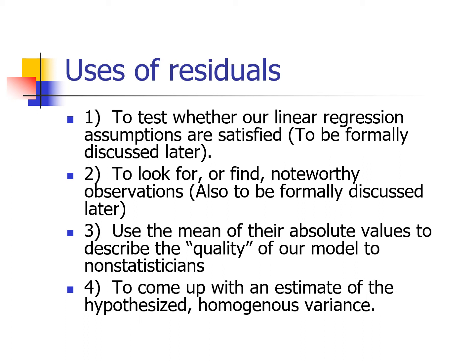We can also use the mean of their absolute value to describe the quality of our model to non-statisticians. It's a very intuitive way to describe how well our model works. In fact, the mean of the absolute values even has its own abbreviation. It's called MAE, M-A-E, the mean of the absolute errors. It's used a lot in business settings. I teach a time series elective. Time series is a type of statistics used a lot in business and finance, and in time series, we talk about MAE, mean absolute error, quite a bit to describe the quality of a model.